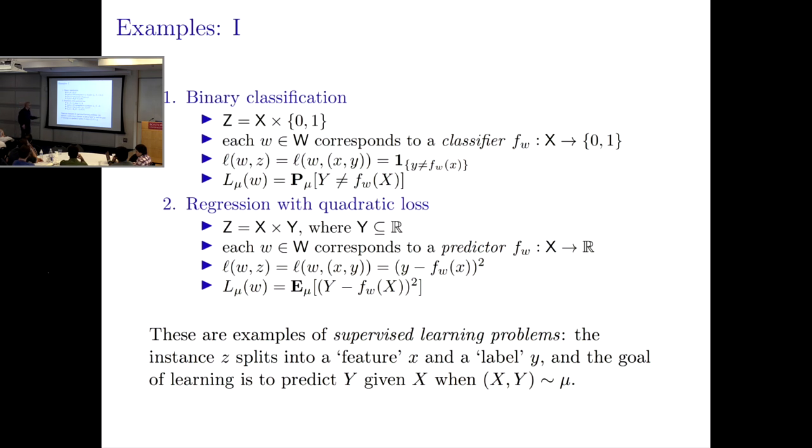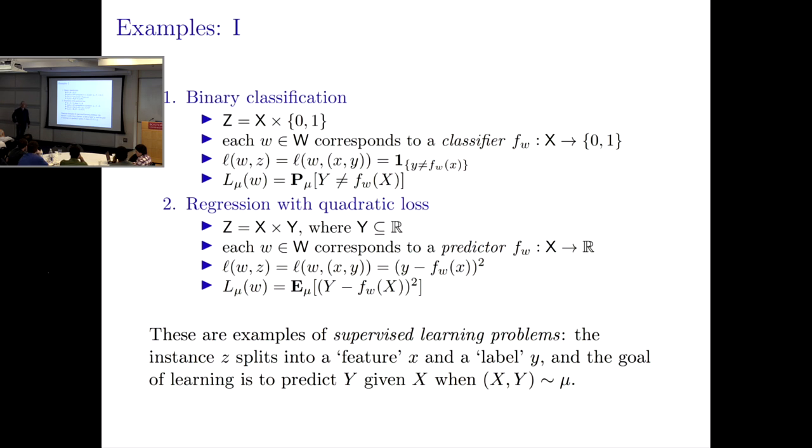You take it. And now your loss is the quadratic loss, right? So once again, you say, okay, how far am I from the true response? And then you take the square of that. And so your expected or population loss is this MSE, mean squared error. And these are examples of what's called supervised learning problems.